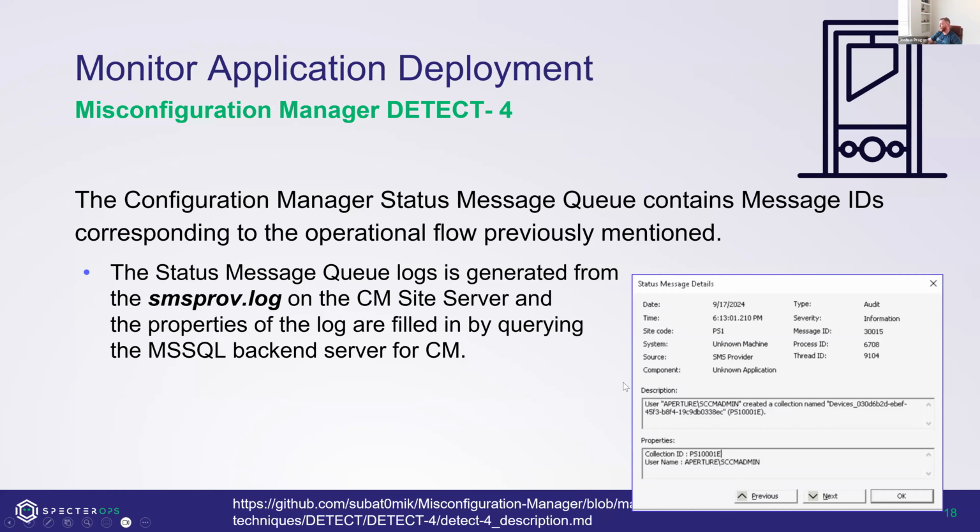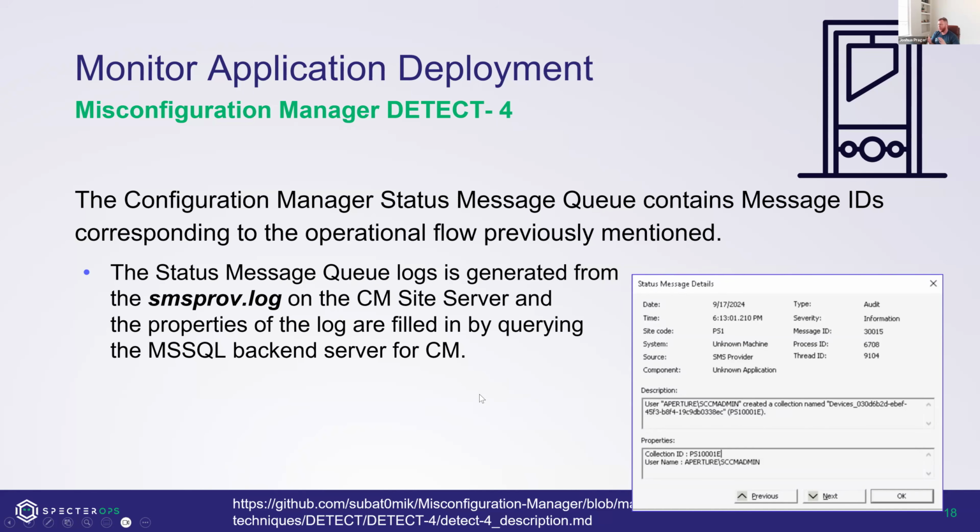But notice here where it says description and it says user, and then it has the aperture SCCM admin in quotes, and then created a collection, and then you have device, and then whatever this device GUID is in quotes. So everywhere there's quotes, smsprov.log is actually going to have an SQL query where it's trying to query the site database server to get back the answer for who the user was that started this and who the device collection was that they're using it against.